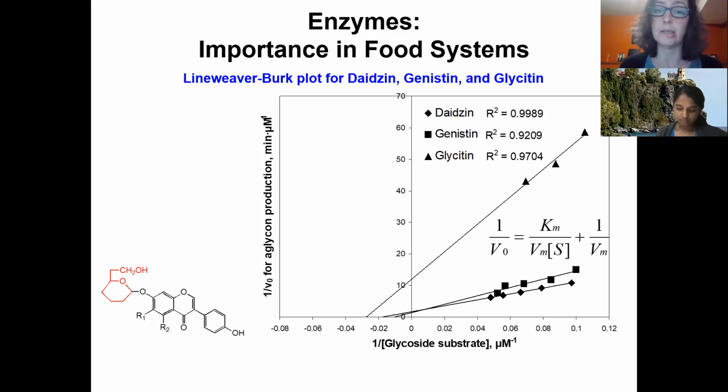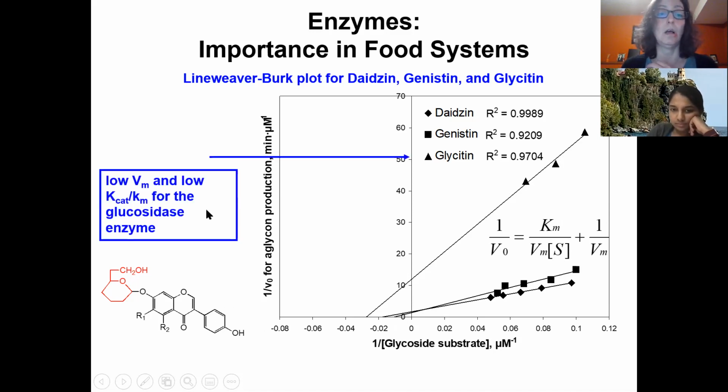So we designed an experiment, we ran it at different concentrations, and we determined the Km and Vmax for each of these substrates, so the enzyme towards each of these substrates. And we found that this triangle here represents the glycitin. It has the highest slope, so that means it has the higher Km. And the other 2 are very similar. They have very similar Vmax, the intercept, and a much smaller Km.